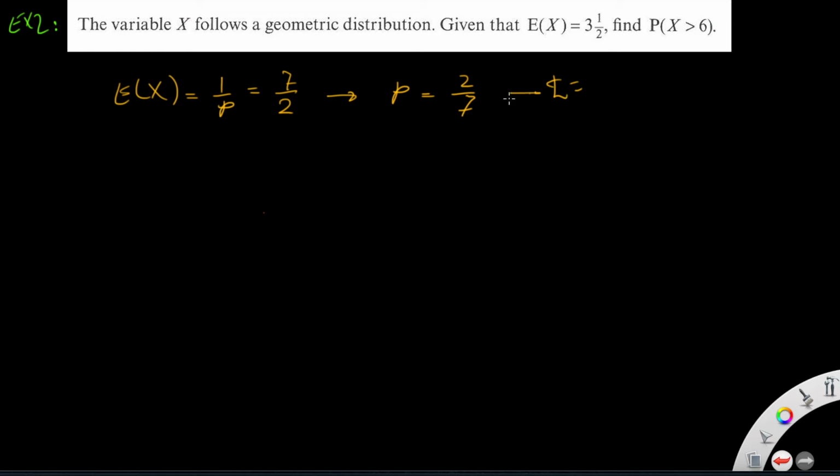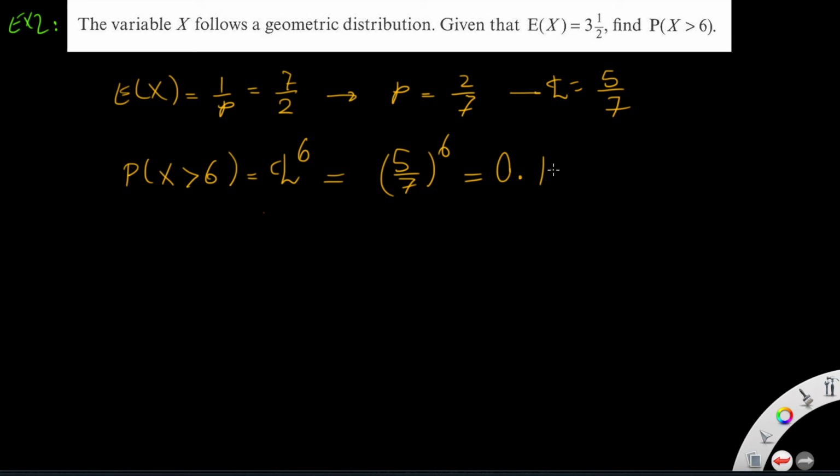Then q is 1 minus 2 over 7, which is 5 over 7. Now, probability of x greater than 6 is equal to q to the power of 6. Now, 5 over 7 to the power of 6, giving you an answer of 0.133.